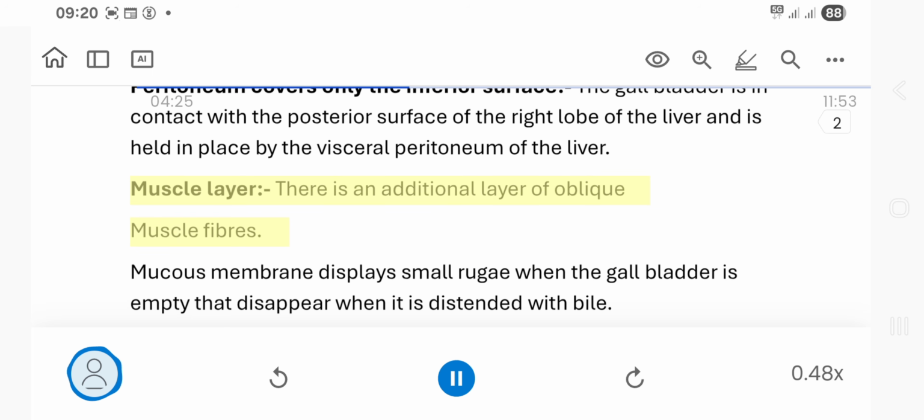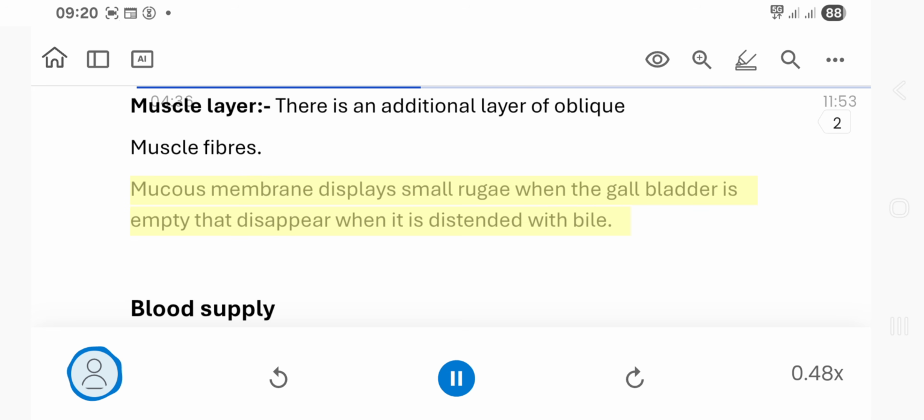Muscle layer. There is an additional layer of oblique muscle fibers. Mucous membrane displays small rugae when the gallbladder is empty that disappear when it is distended with bile.